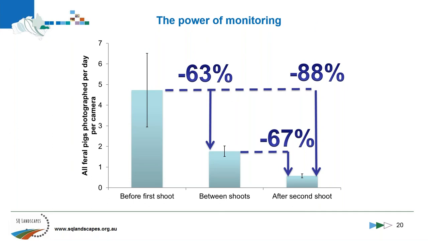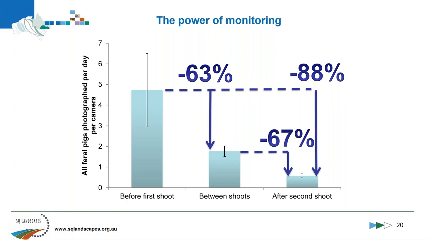So you can see that on here. We've got, before the first aerial shoot in this case, the pig density was this much. Then the helicopter went up and shot 63% of those pigs. So it shot them down to this amount. We said before, you've got to take out at least 75% of the pigs.